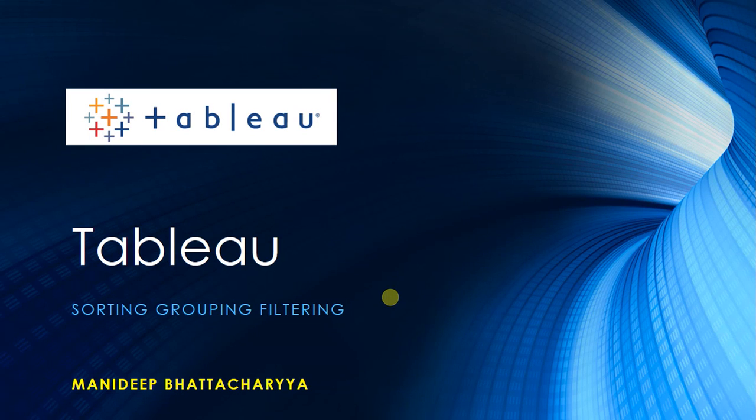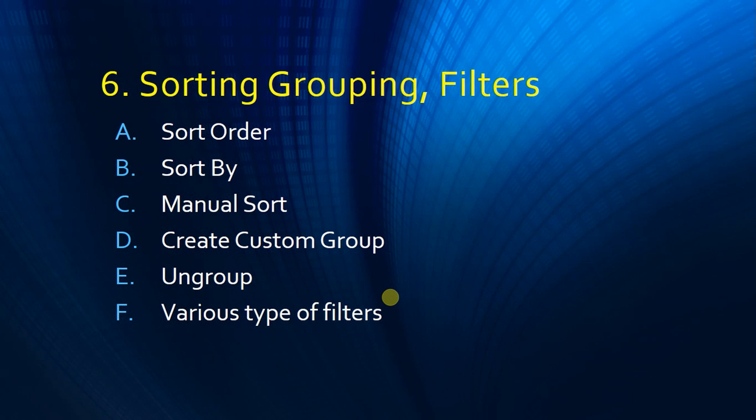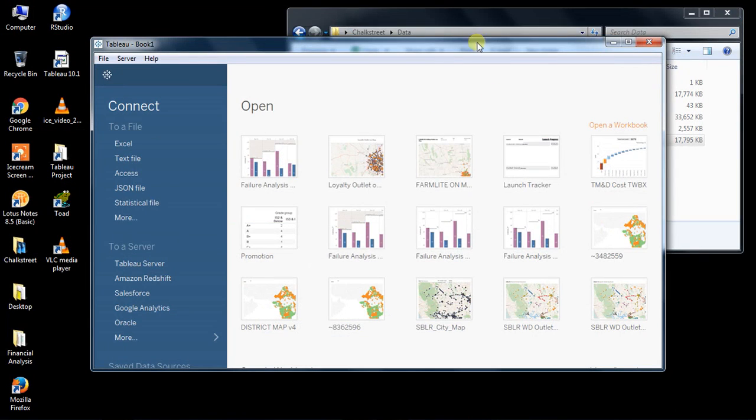and welcome to the Tableau session for sorting, grouping and filtering. We are in chapter 6. In this lesson we are going to cover sort order, sort by, manual sort, various custom grouping, ungrouping and various types of filtering. Let's jump into the data.